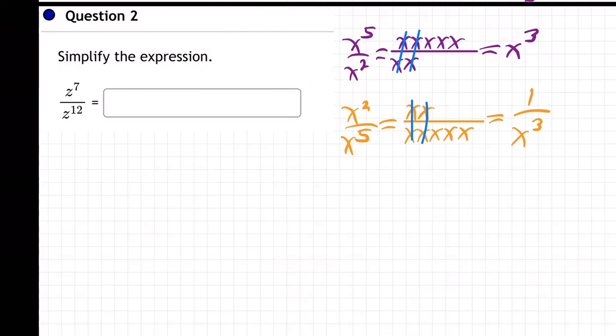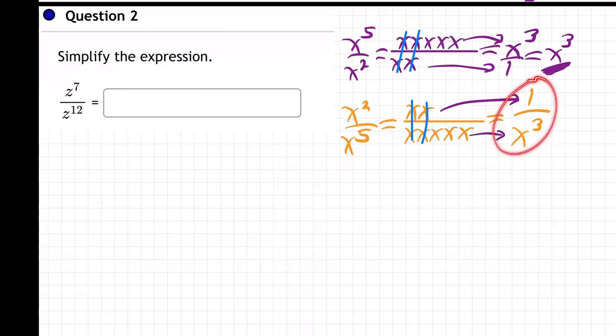Now you might say, well, Mr. Aaron, why didn't you put a 1 over here? Because we had nothing on the bottom. Shouldn't that be 1 there? Wouldn't that be x cubed over 1? Well, yeah, okay, true. But then that's just regular x cubed. Remember, having 1 on the bottom, we can ignore. Having 1 on the top, we cannot ignore. It must stay that way.